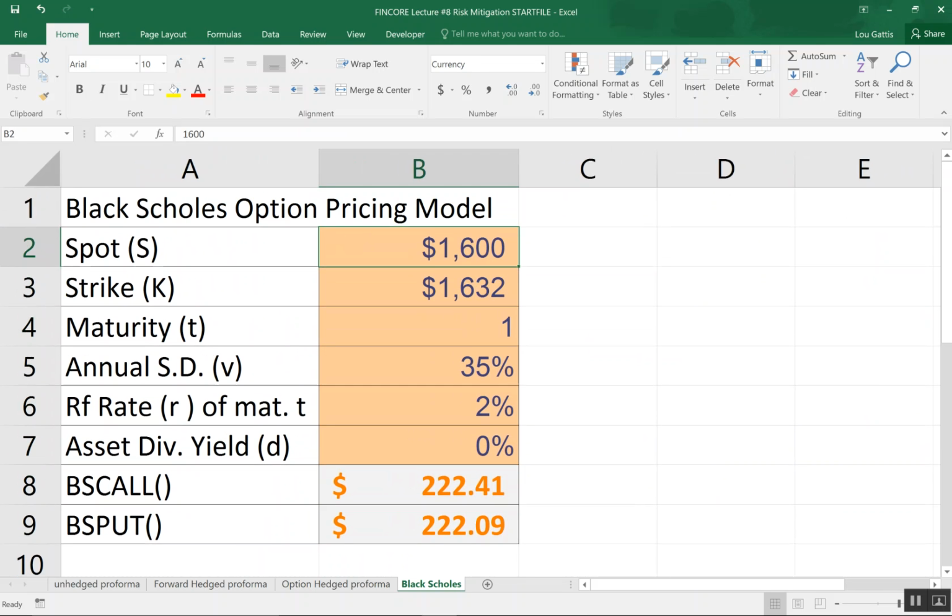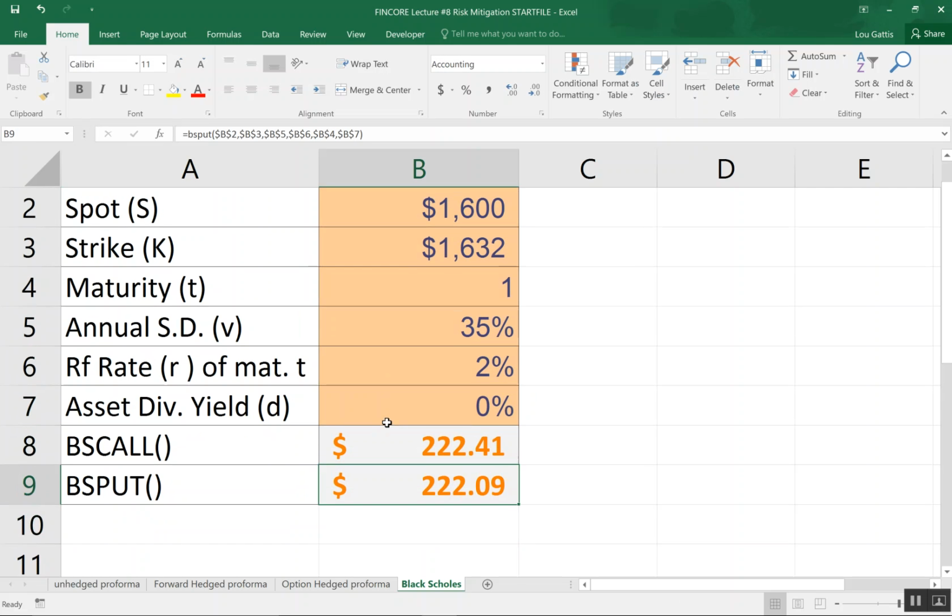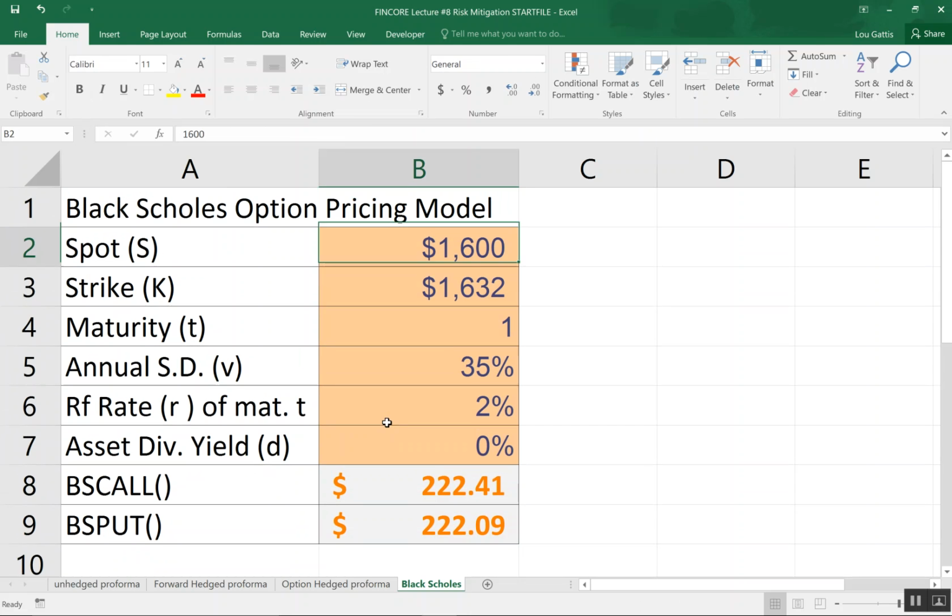So with this model, all you need to do is put in the current price of gold today, the strike price of an option that you're going to negotiate, so 1632. It doesn't have to be the expected price, just whatever strike you want. Put in the maturity of 1 year. Put in the risk-free rate for 1 year. Dividend yield is 0, because this model is actually built for stocks, so we just put 0 in for dividend yield. And the last one is, what is the expected standard deviation of gold? You put it in the model and calculate BS put. And what you get is $222.09, and that's what I used.